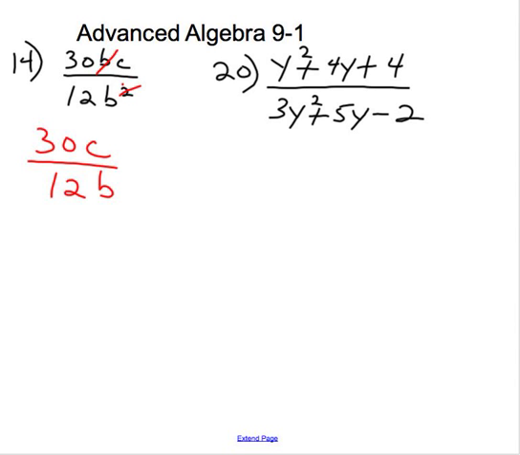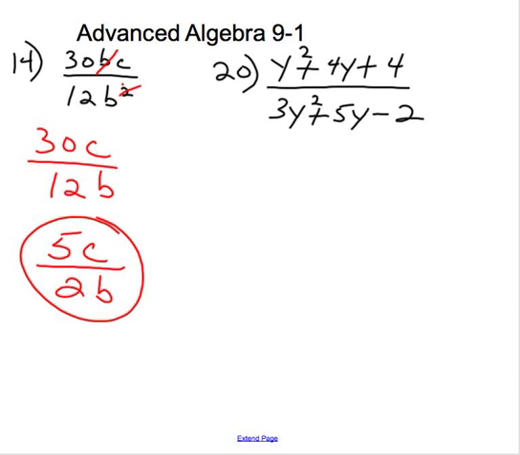But I also have to look if I can simplify the numbers. 30 and 12 are both divisible by 6. So if I take 30 divided by 6, I get 5. I take 12 divided by 6, I get 2. So there's my simplified answer for number 14.